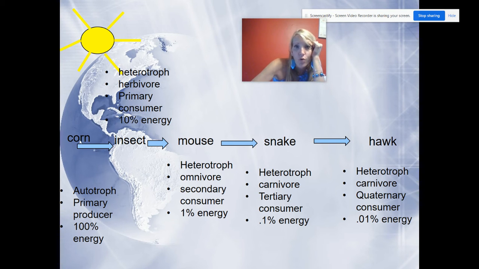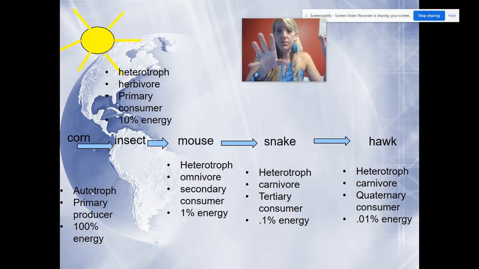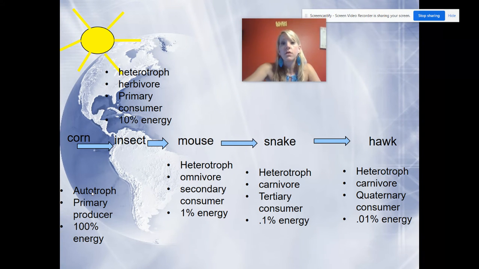So here we have this corn, right? All right, so corn is an autotroph, right? We already talked about that. It gets its energy from the sun through photosynthesis. It is a primary producer. It's the only producer too, but they call it primary producer. It gets 100% of the energy from the sun. First thing, right?